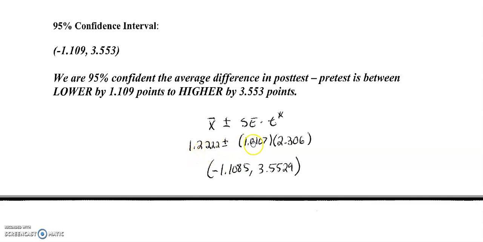If we do 1.2222 minus 1.0107 times 2.306, we get negative 1.1085. If we do 1.2222 plus 1.0107 times 2.306, we get 3.5529. We're going to verify in the calculator and explain what it means.